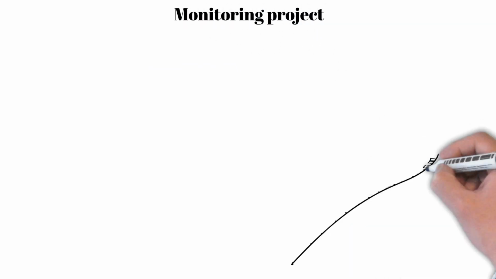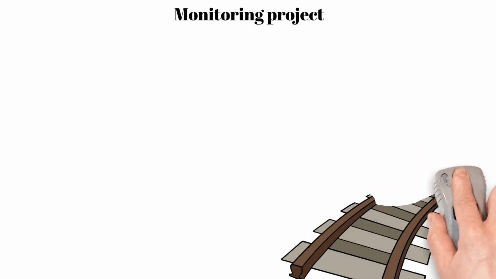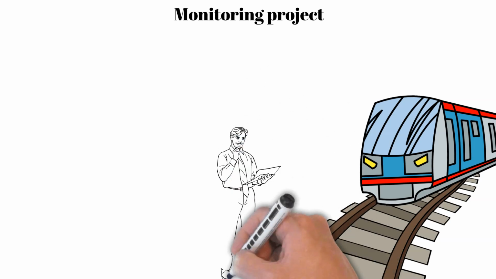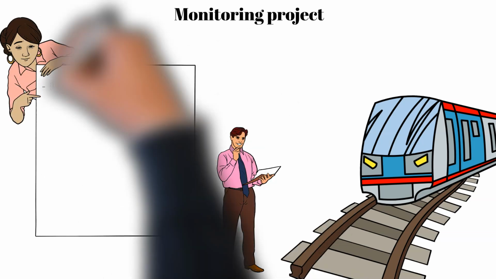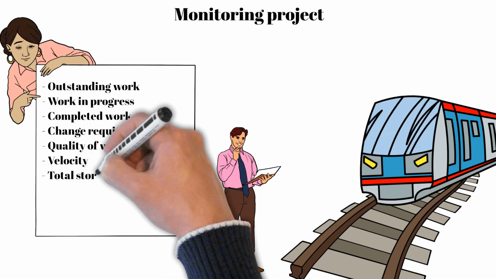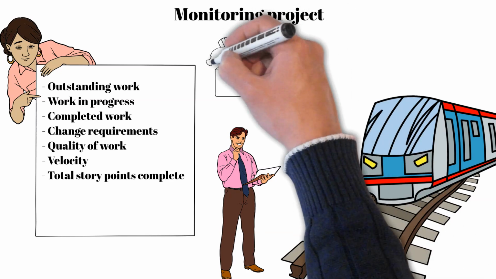Tracking the Agile project progress is an essential function in managing an Agile project. Good monitoring is not only helping you see the progress, but it also provides early indicators for a need to correct the course. You will need to track outstanding work, work in progress, completed work, change requirements, quality of work, velocity, and total story points completed.